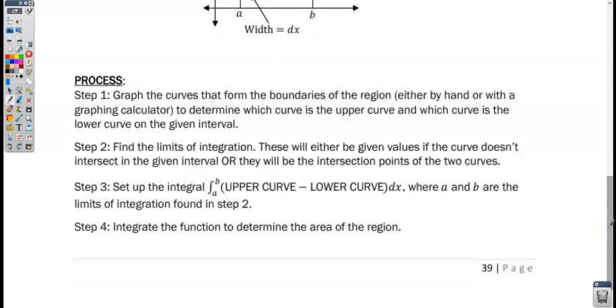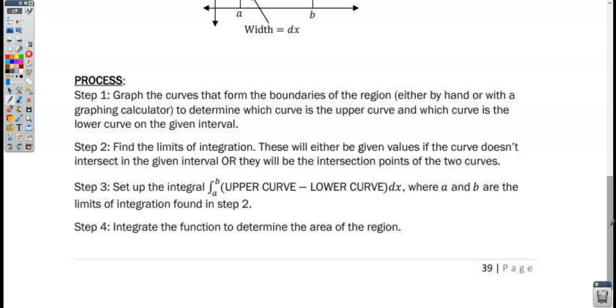Here's the process that I've been teaching for years to handle this particular concept. Step 1, graph the curves that form the boundaries of the region. We're going to either do that by hand, or sometimes with a graphing calculator, to determine which curve is the upper curve and which curve is the lower curve on the given interval. Once we've graphed the curves, we can find the limits of integration. Those will sometimes be given to us. We might say find the area between these two curves from x equals 2 to x equals 4. Well, that really gives us our limits of integration. Or sometimes the limits of integration are determined by the intersection points of the two curves.